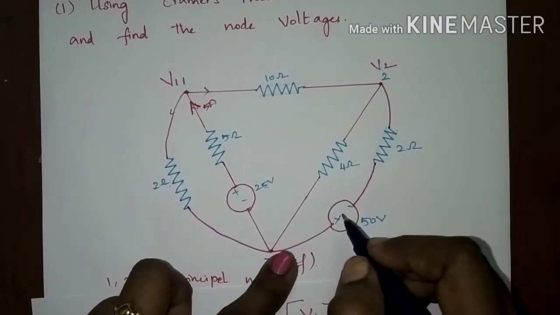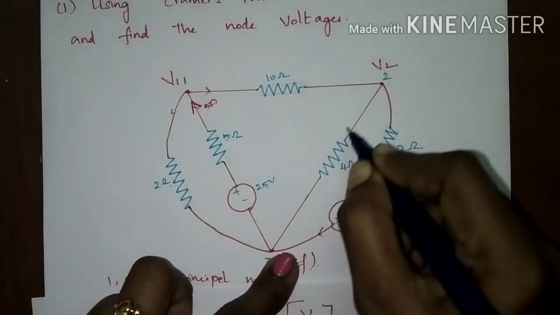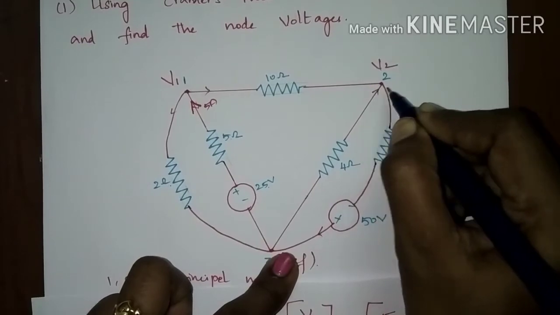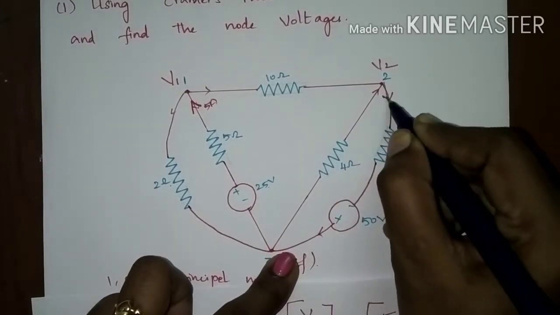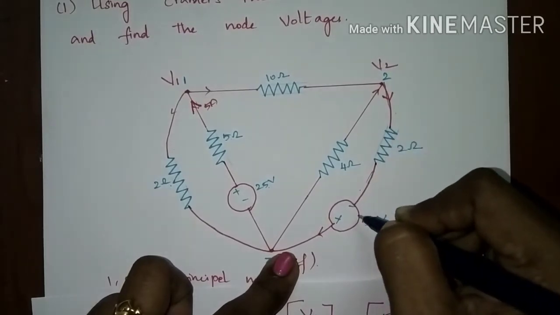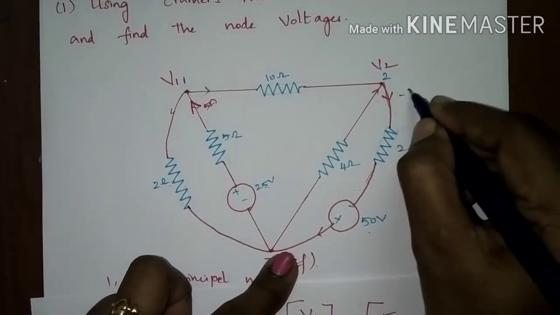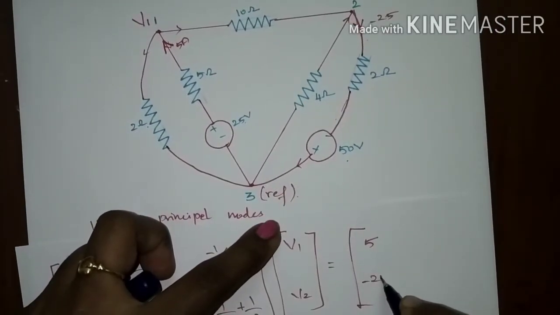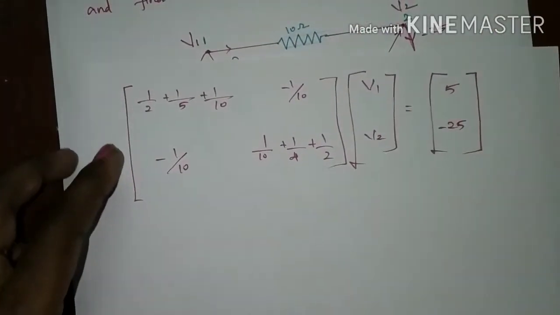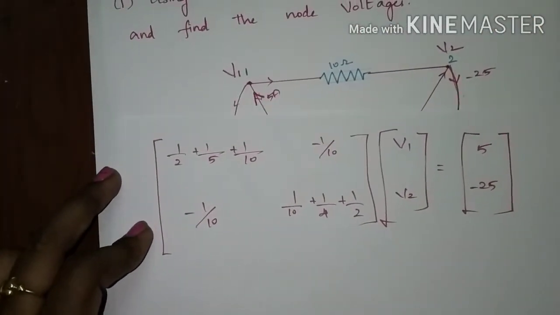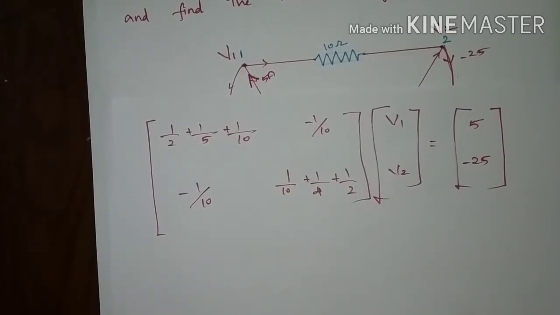Here the current would be flowing from positive to negative. The current would be entering here and across this terminal the current would be leaving. In this node, the current would be leaving, so the leaving current must be represented as negative. The current is 50 divided by 2, that is minus 25. So minus 25 amps is leaving here. Understood? If the current is entering the node, then the current value is positive. If the current is leaving the node, then the current value is negative.